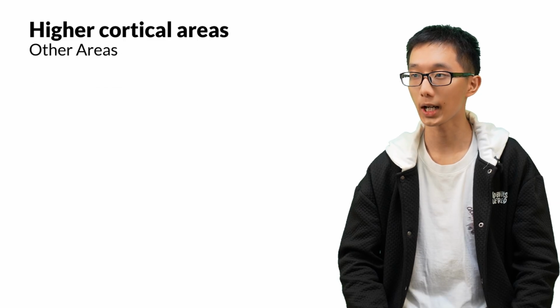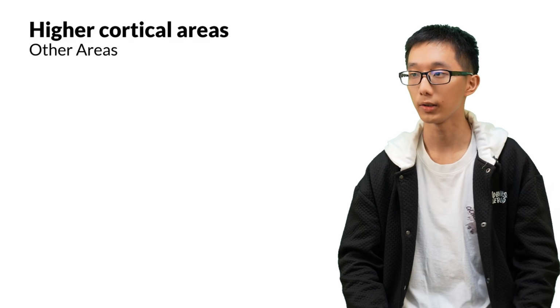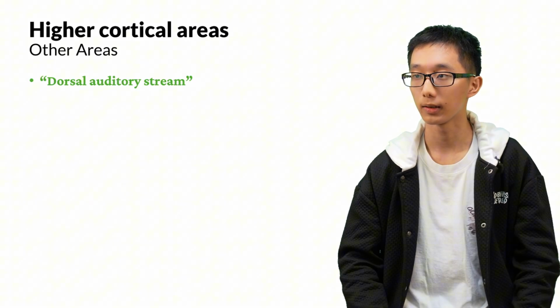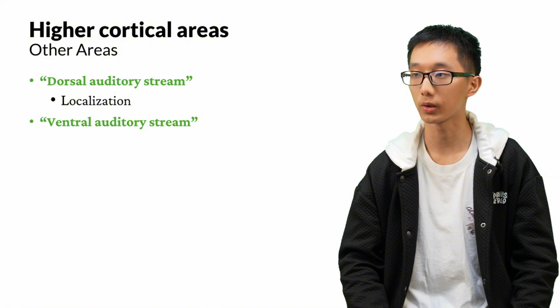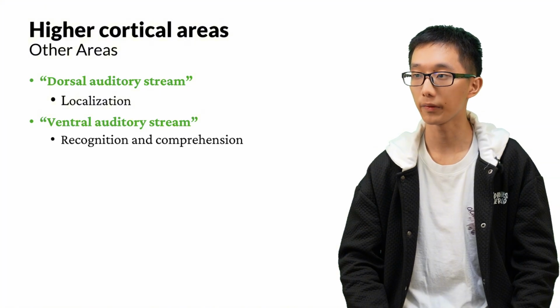In terms of other higher cortical areas, there is some evidence that supports a hypothesis of two streams of information, just like the visual cortices. On the dorsal auditory stream, we may have determination of localization. In other words, these cortical areas serve to help us localize the sound source. In the ventral auditory stream, similarly, we have recognition and comprehension functions.